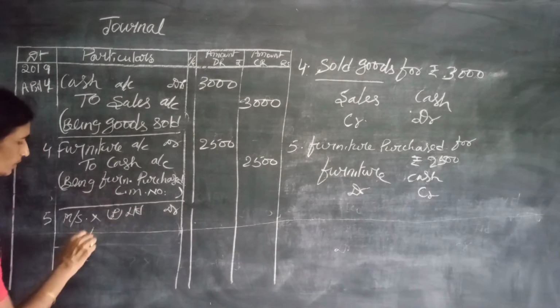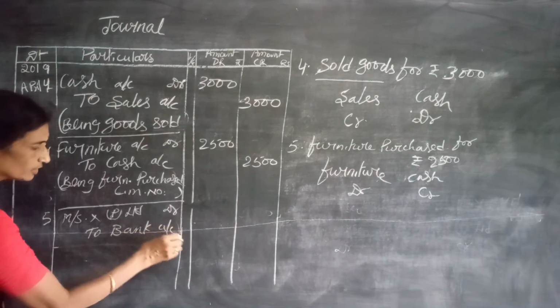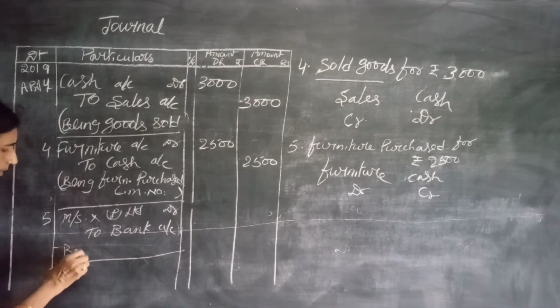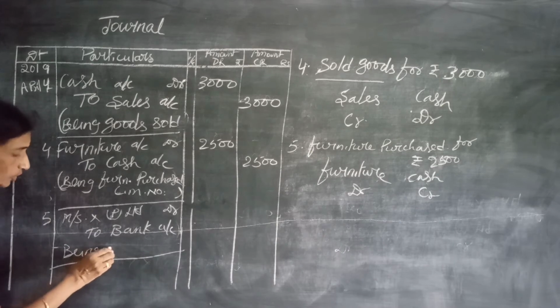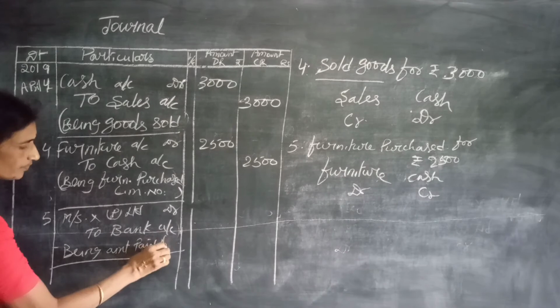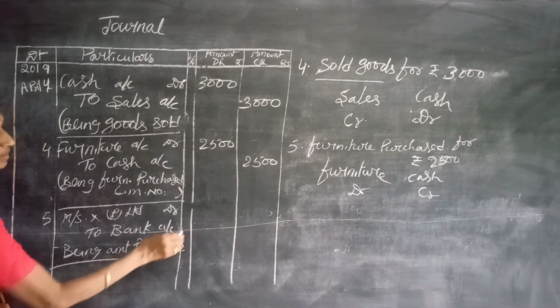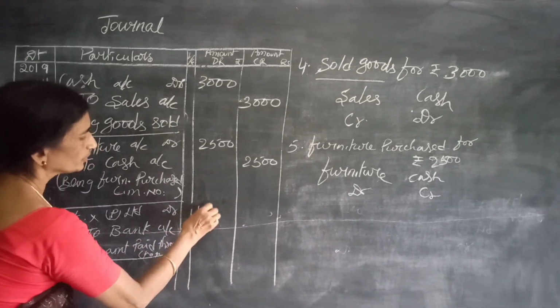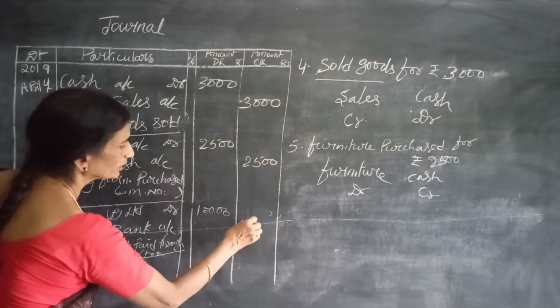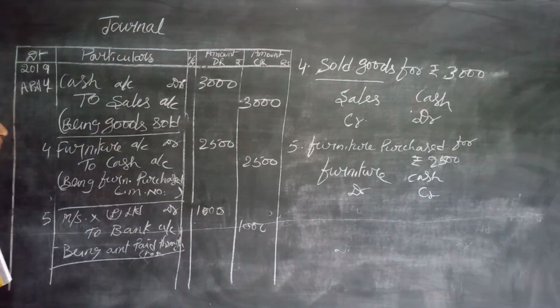Don't write account to cash account. Suppose we are making the payment through check, say bank account, being amount paid through check, like this. The amount is written here, 10,000, 5,000, whatever, 1,000, say we are paying. It is not compulsory that once we have to pay. This is about the recording of the transactions in journal.